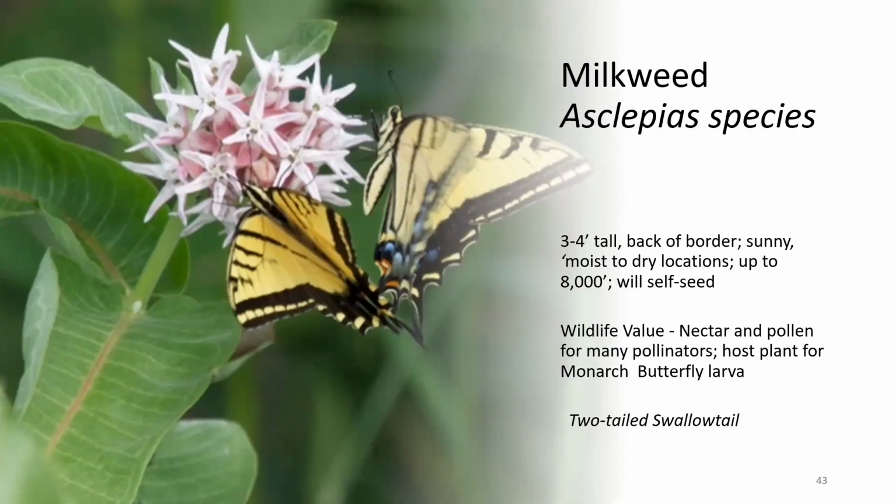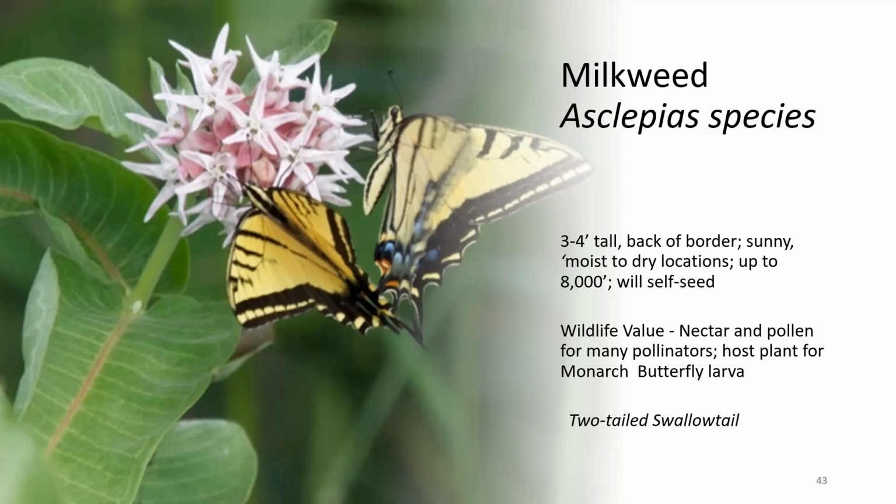Milkweed species, Asclepias, 3 to 4 feet tall. This is a back of the border sort of plant. This particular one is a bit rangy. I feel that the Asclepias incarnata, the rose milkweed or swamp milkweed, is a better plant for gardens.